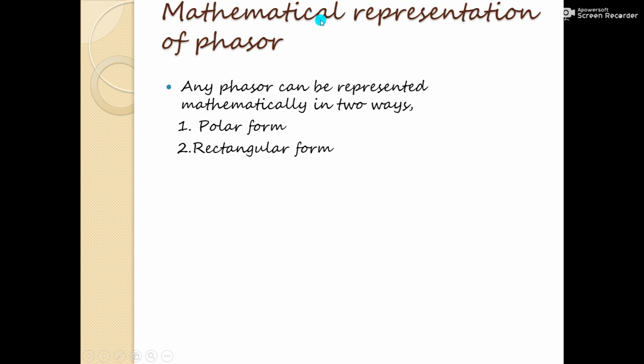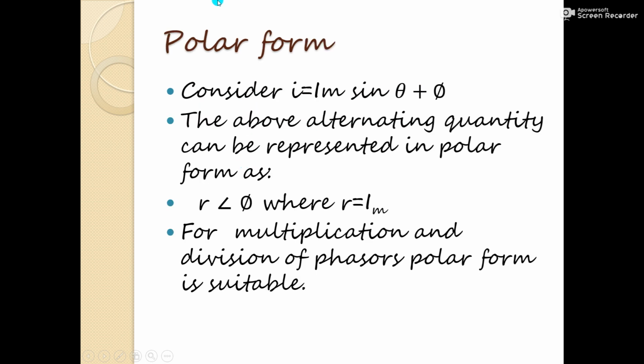Let us have the mathematical representation of phasor. Any phasor can be represented mathematically in two ways. One is the polar form and second is the rectangular form. Let us see first what is polar form. Consider the equation I equal to Im sin(theta plus phi). The above alternating quantity can be represented in its polar form as r at an angle phi, where r is equal to the maximum value of that quantity. For multiplication and division, we want the quantities in polar form.